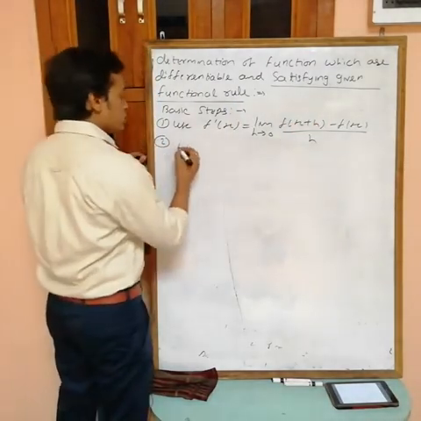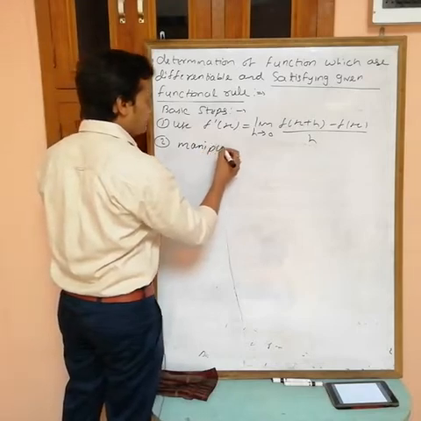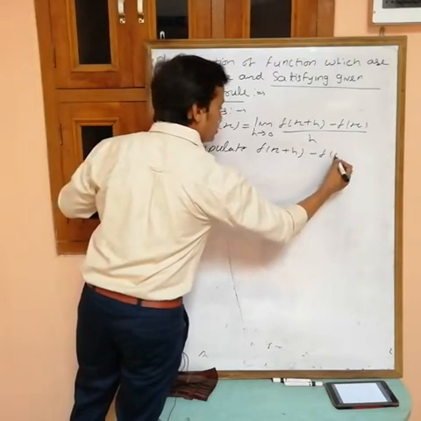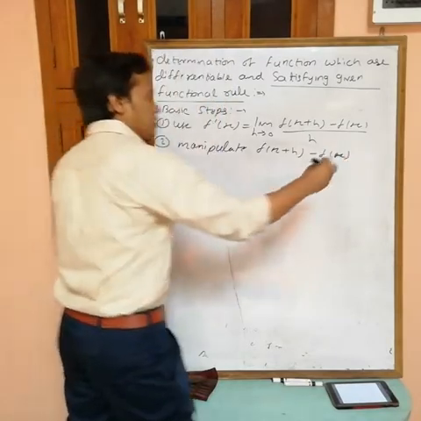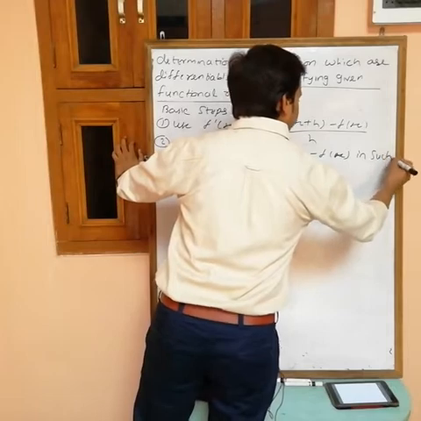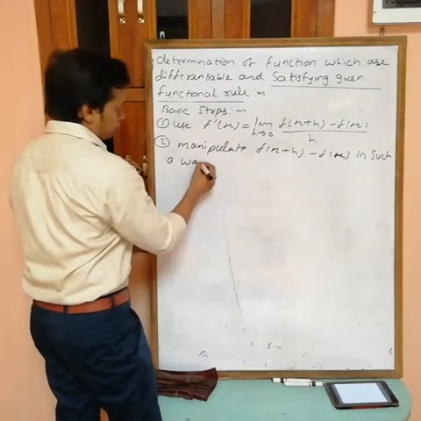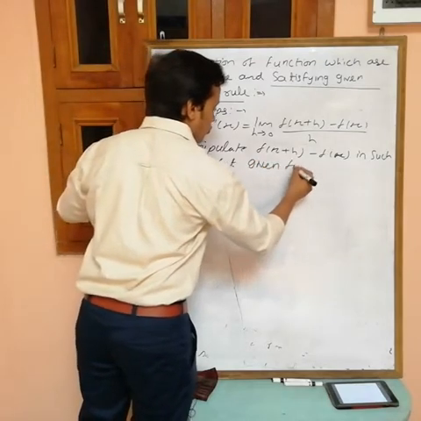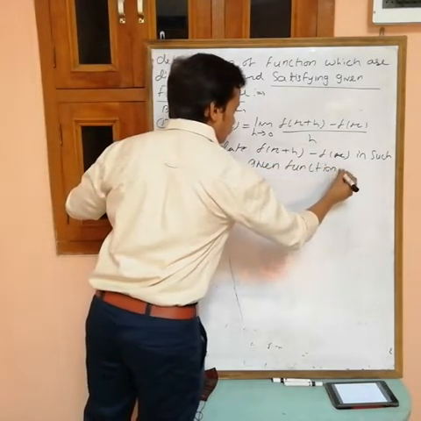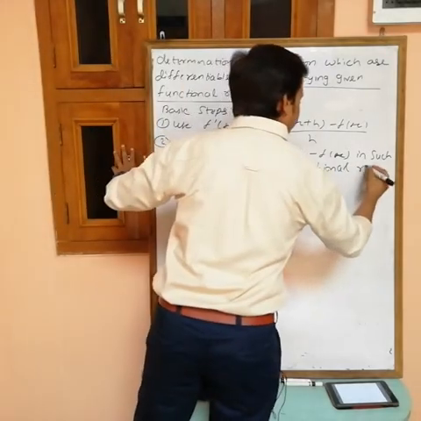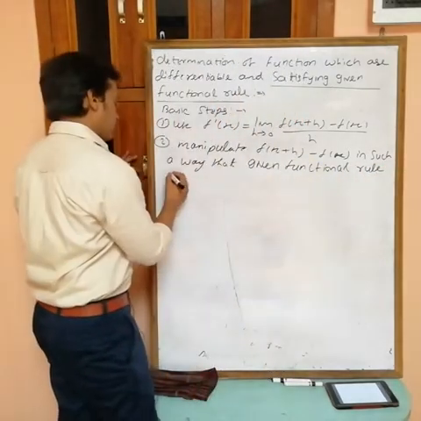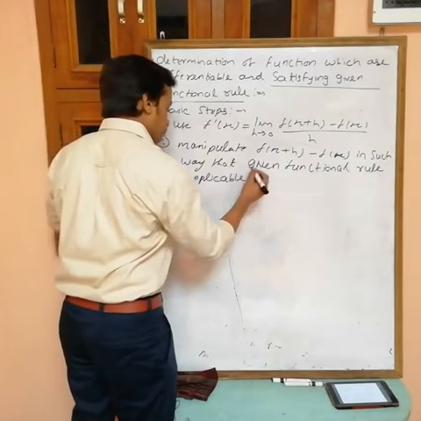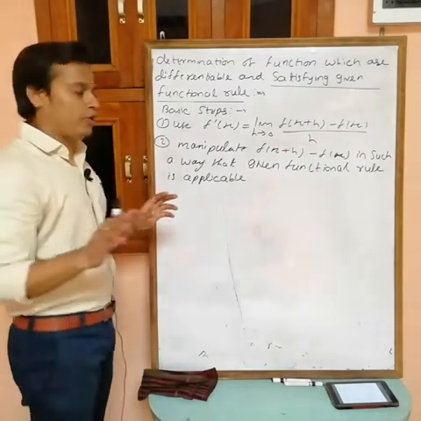So second step is manipulate f(x plus h) minus f(x) in such a way that the given functional rule is applicable. Okay, the given functional rule is applicable.